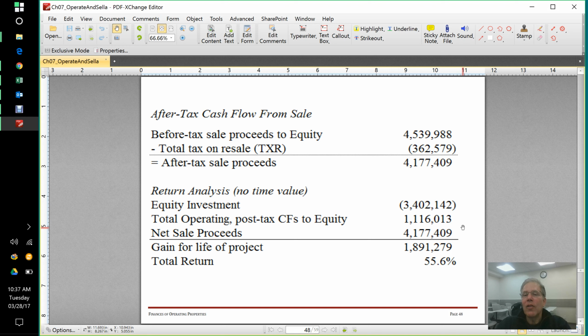After tax cash flows to equity for 5 years of operating. I've just totaled them up here, and that's where that number comes from, okay? And then we subtract the total amount that we put into buying this property, not the total cost of the property, but what we put into this property, and we get our gain, which is about $1.9 million, and $1.9 million over $3.4 million is about 56%. So we got a return of 56% over 5 years, which is not bad, right? A little bit more than 10% a year.